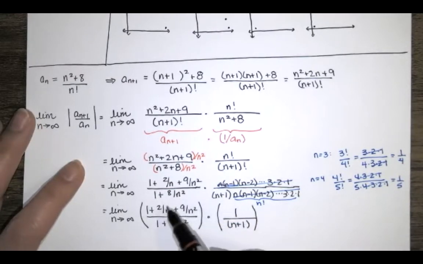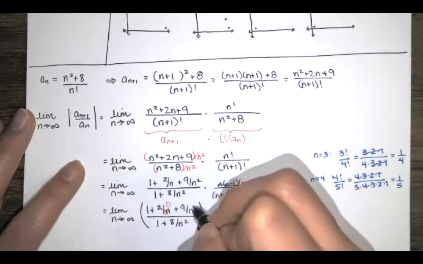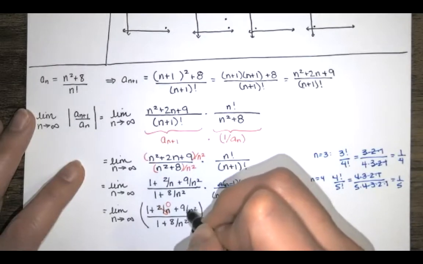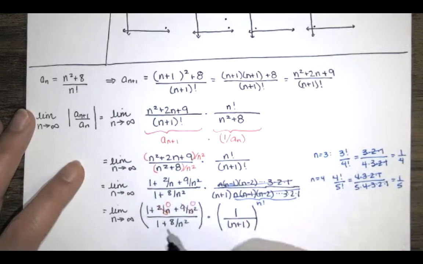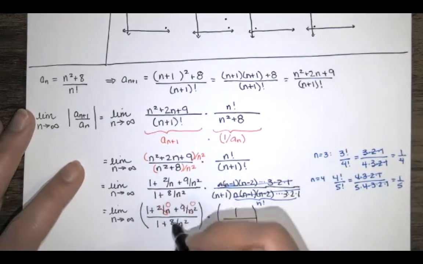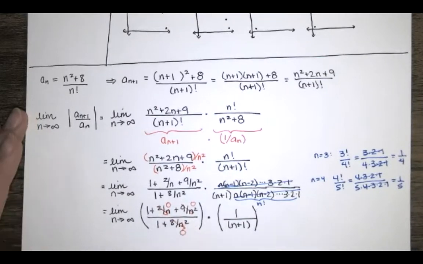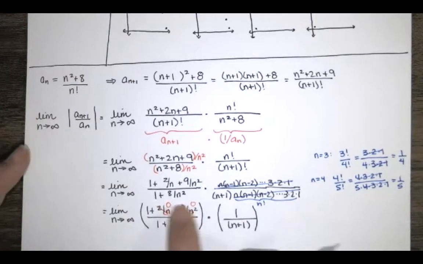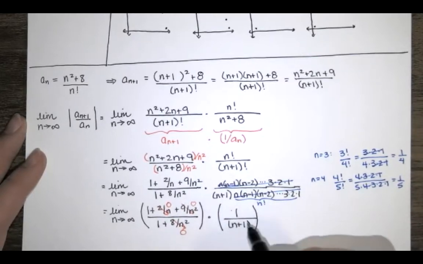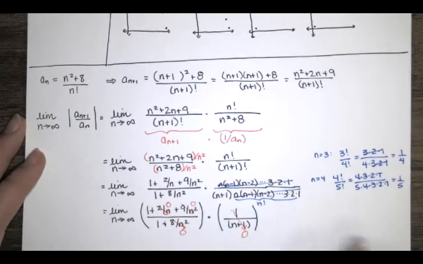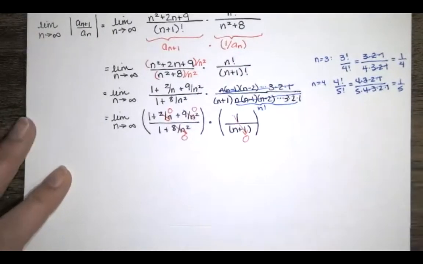And n is going to infinity. So 2 over a very large number is a very small number. That's gone. 9 over a very large number squared is going to be a very, very small number. That's still going to go to 0. And 8 over n squared, 8 over a very large number squared, is going to be a very small number as well. As that denominator gets larger and larger, the fractions get smaller and smaller. And these guys all approach 0, and this guy approaches 0. 1 over a large number is a small number. And as the denominator gets larger and larger, the fraction gets closer and closer to 0.